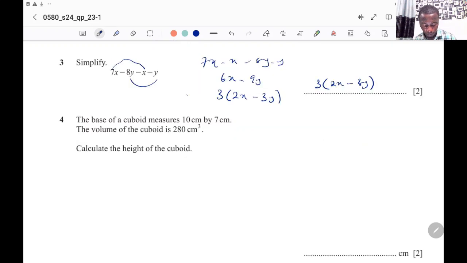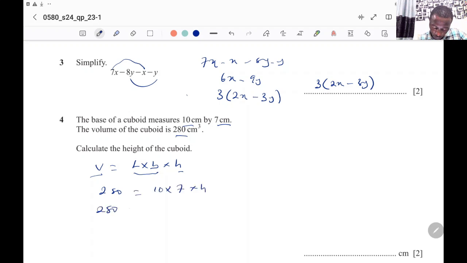Question number 4 says the base of a cuboid measured 10 cm by 7 cm. The volume of the cuboid is 280. Calculate the height of the cuboid. We know that the volume of the cuboid is length times breadth times height. We assume that this 10 and this 7 are given, and we're looking for height, with volume also given. So I have 280 equals 10 times 7 times the height, so 280 equals 70h. Divide both sides by 70. 0 cancels 0, so 28 divided by 7 will give me 4. So I have 4.